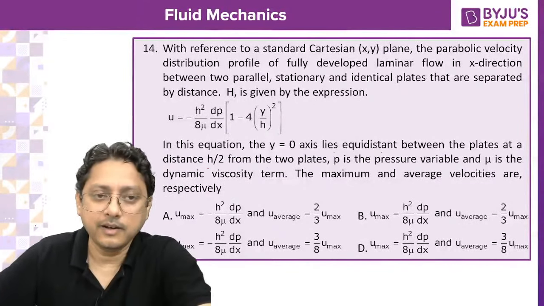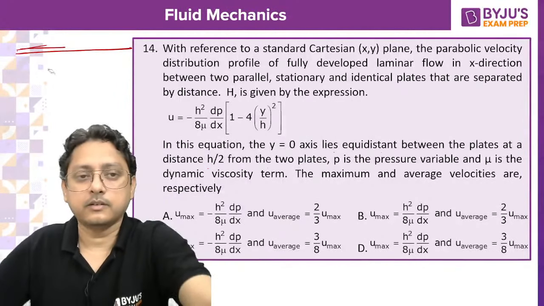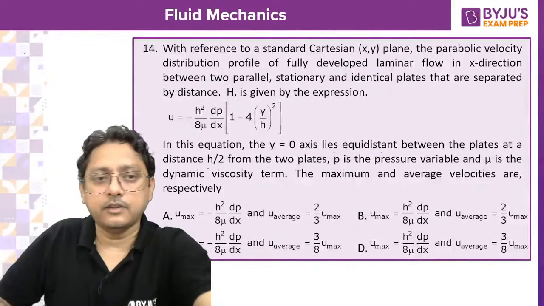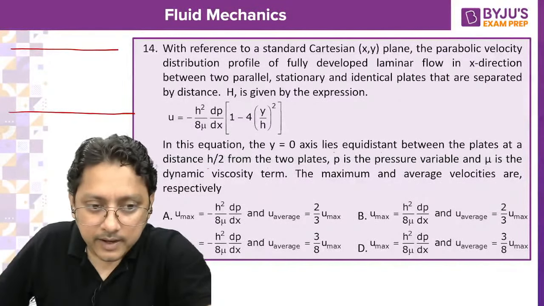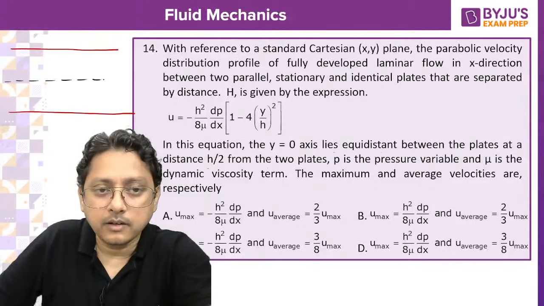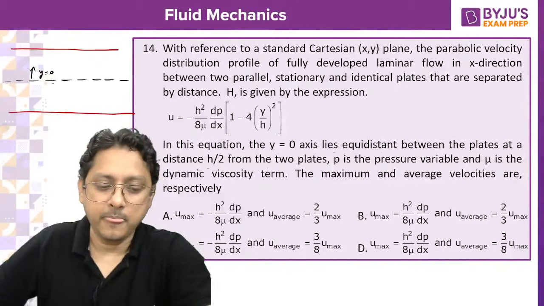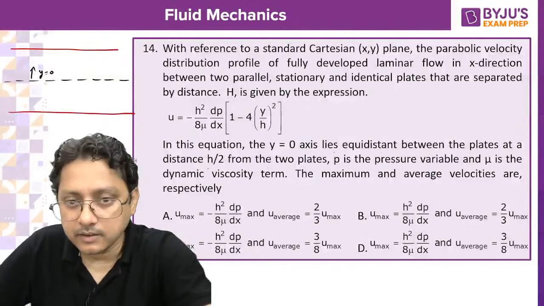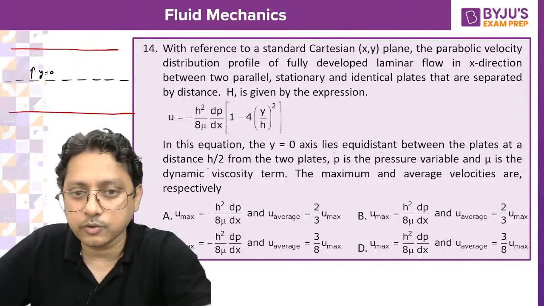Okay, let us avoid that one. That will lead to another kind of discussion. But yes, the two plates are there, and there is a flow between the two plates. He's saying that y is considered from the central one, and hence y is 0 on this axis. That's what he's saying: the y equal to 0 axis lies equidistant between the plates. Is the question visible to all of you?